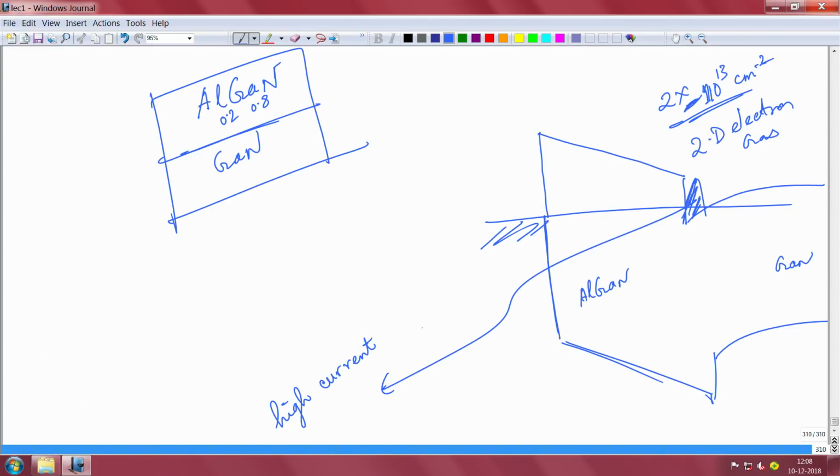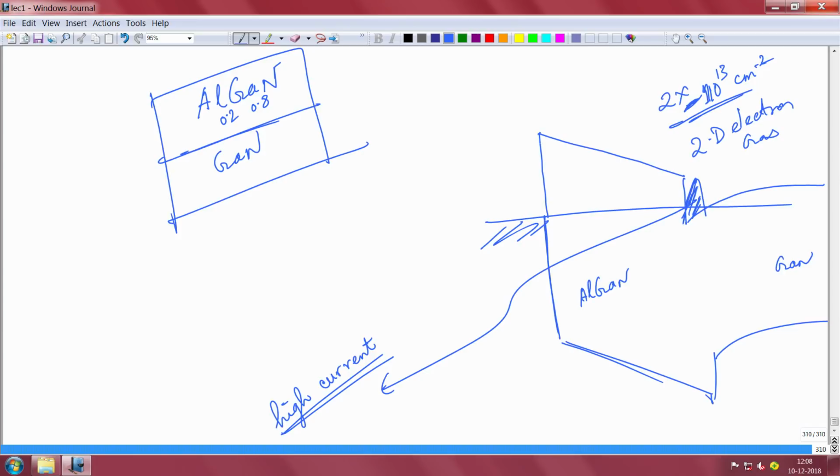You can operate the device to get much higher current. So even a smaller area can give you higher current, you can reduce the size of the area of the device, and you can also get a higher RF output power, for example. All these advantages come: smaller device footprint, higher power, and so on.